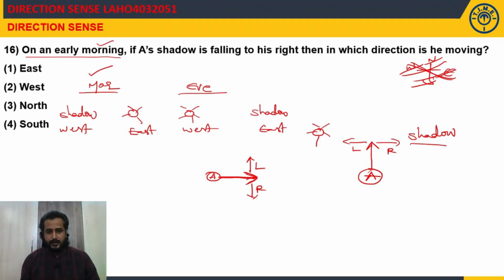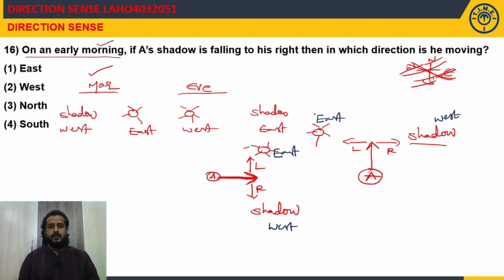Now here, if I take it in this way, this is the right side, so right hand side is the shadow and left hand side is the sun. You may take any way, because we have not yet decided the directions. Based on the shadow position, we are going to decide the directions. Now, it is given morning. Morning, sun will be in the east, so this is east and this is west. So shadow will be in the west.